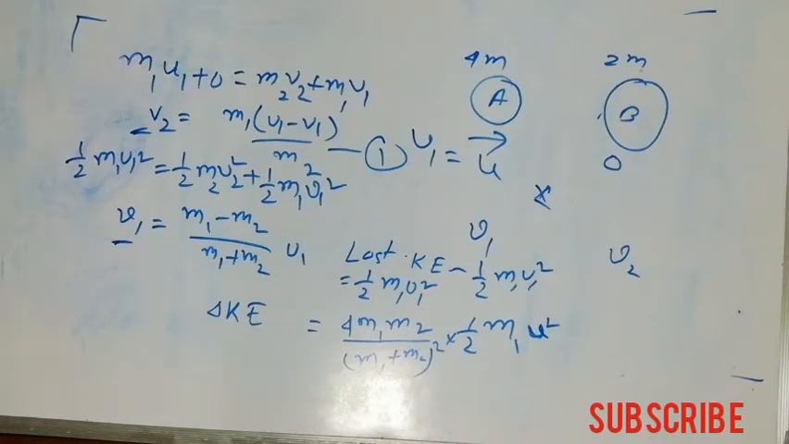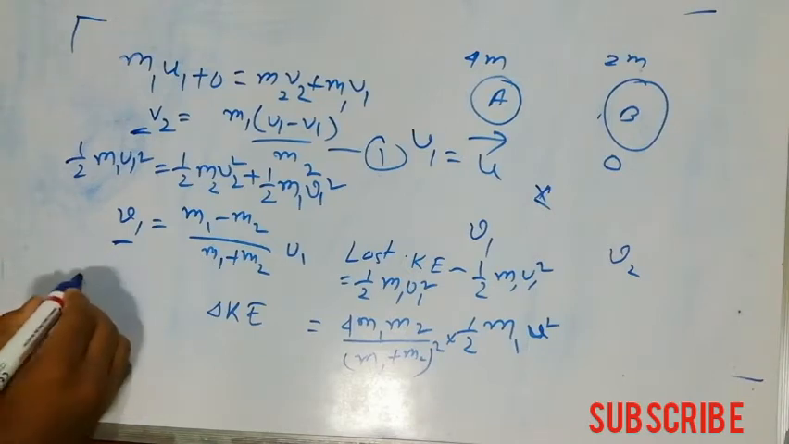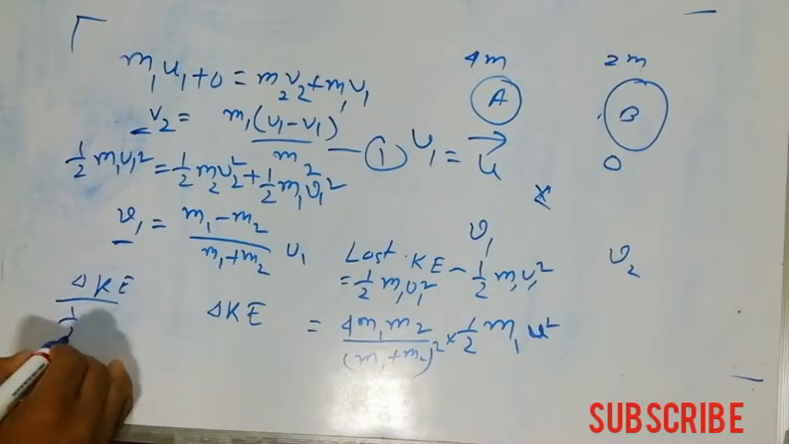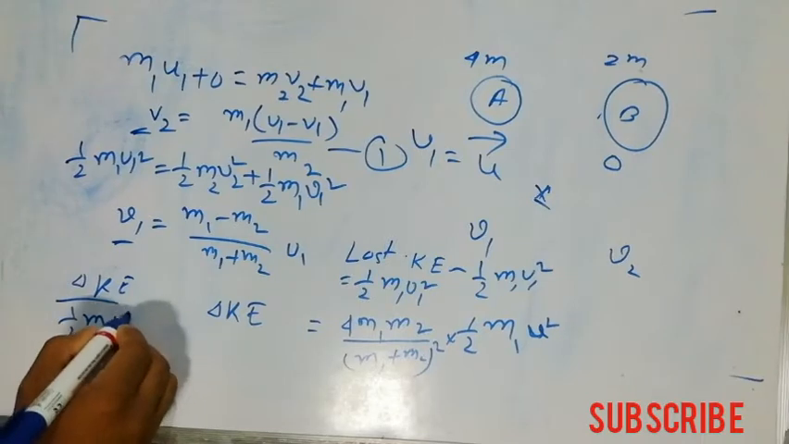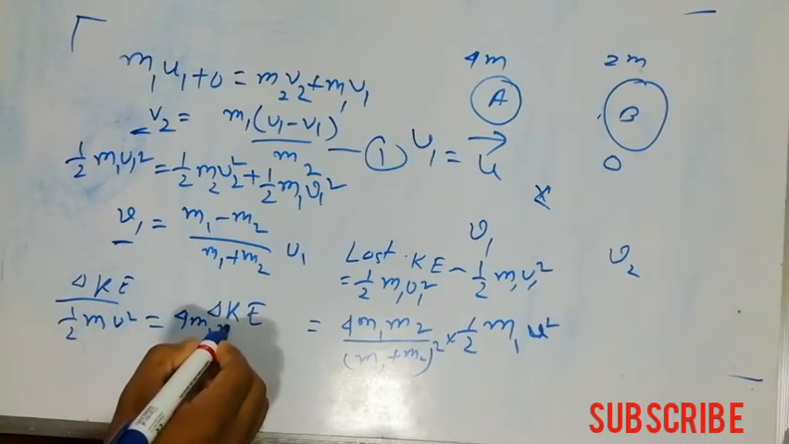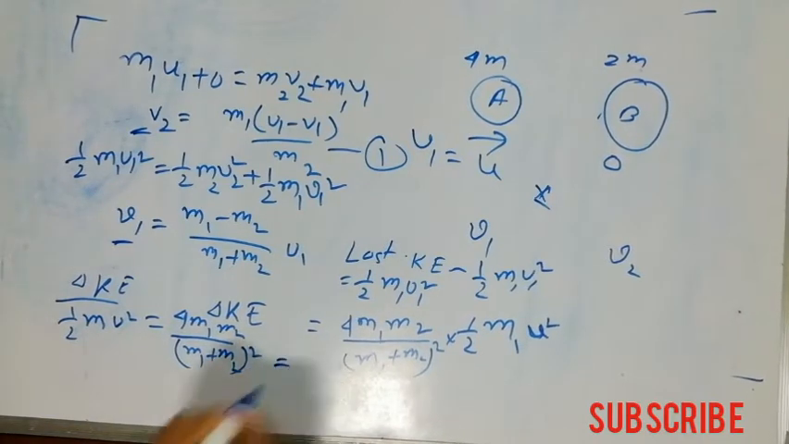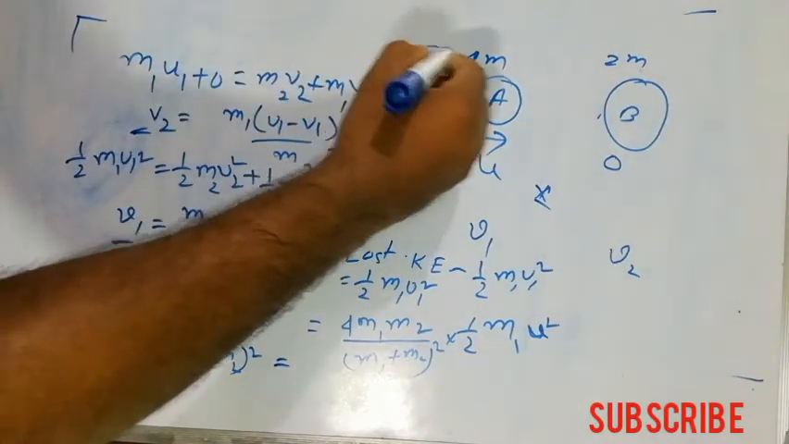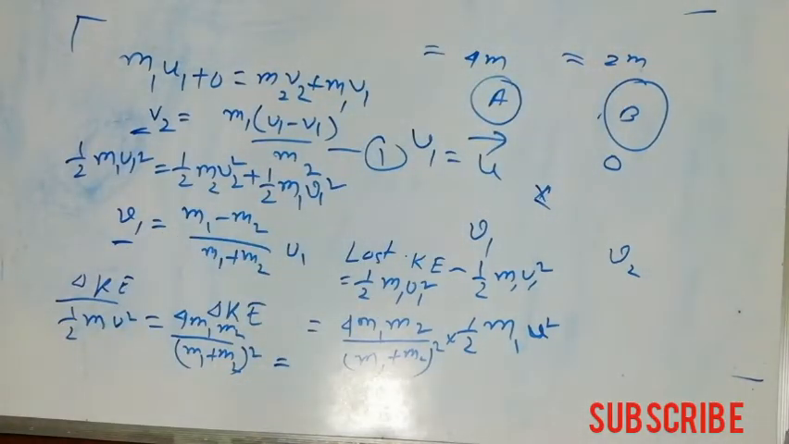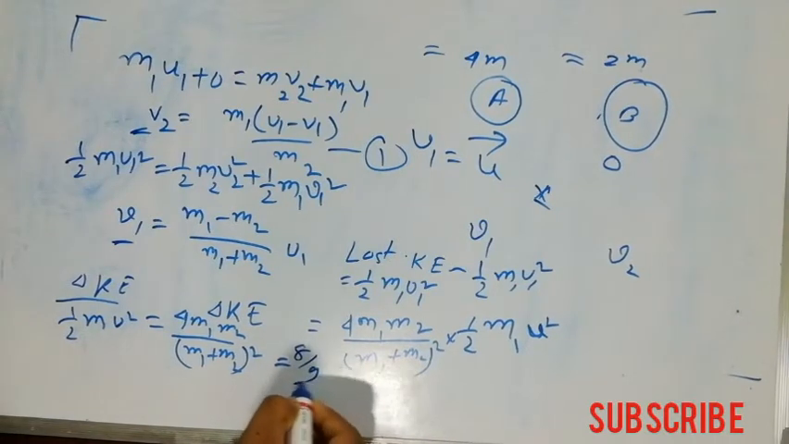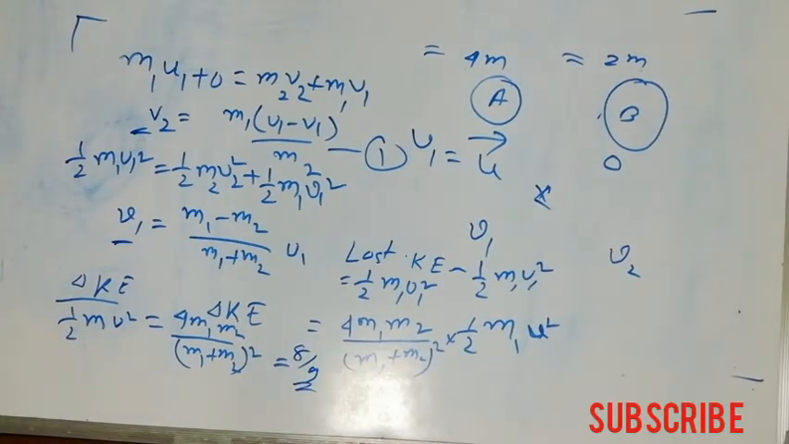So now we have to calculate the fraction of energy lost by the colliding body. So that is equal to delta KE by half m u square, that is equal to 4 m1 m2 by (m1 plus m2) whole square. Here m1 is 4m and m2 is 2m. Okay, so by putting this value we get the answer, that is equal to 8 by 9. So this is option 2.